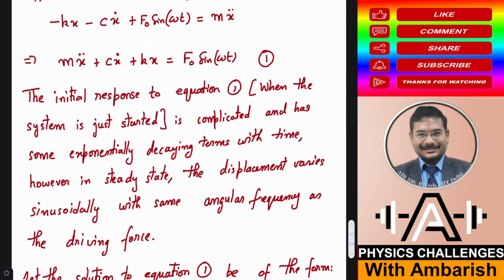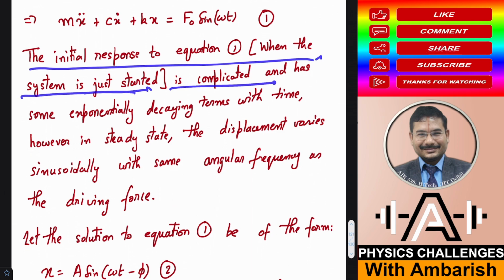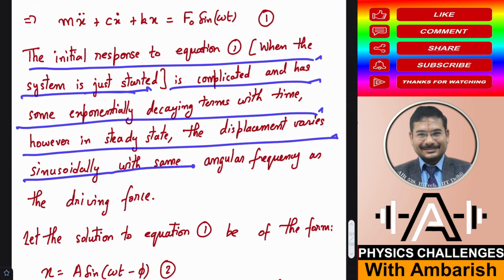Okay, so now how to solve for steady state? So what I've written, initial response to equation 1 when the system is just started is complicated and has some exponentially decaying terms with time. However, in steady state the displacement varies sinusoidally with the same angular frequency as the driving force.